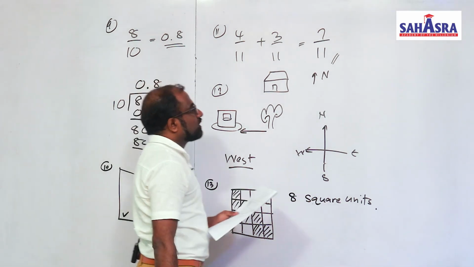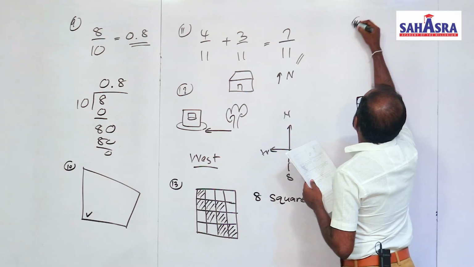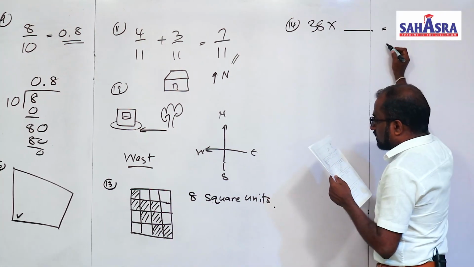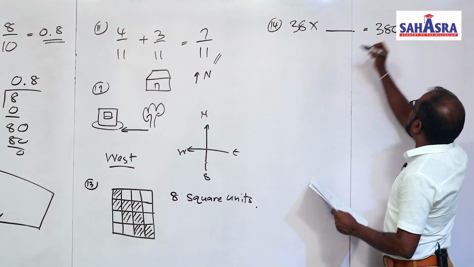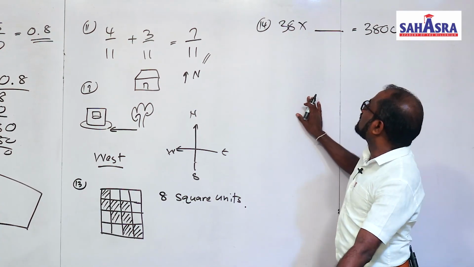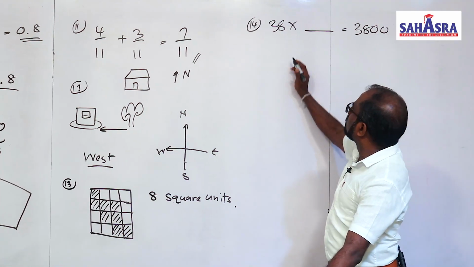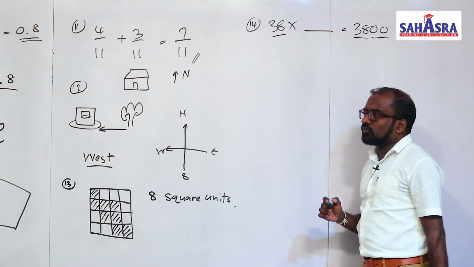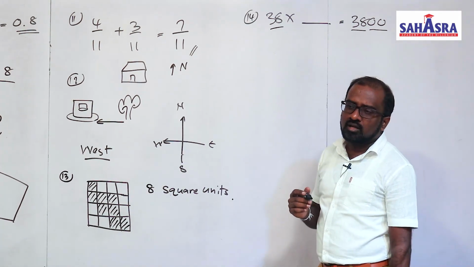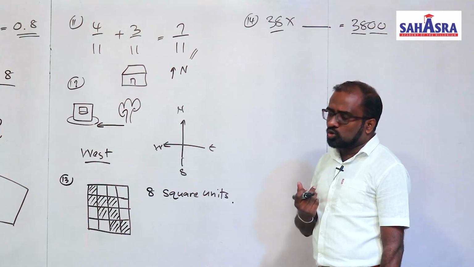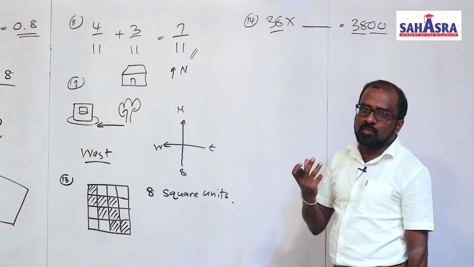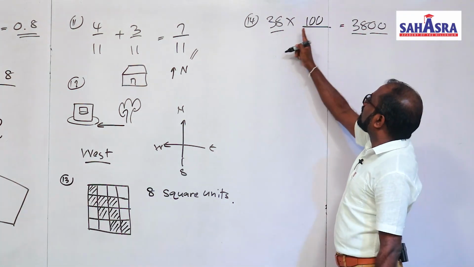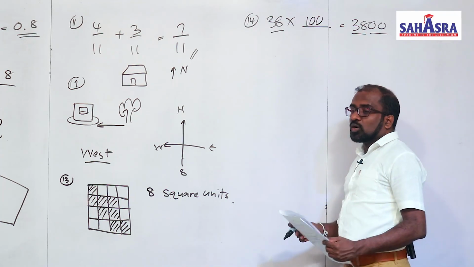Right. Then 14th question. 38 multiplied by a blank is given. The answer is 3,800. Right? So just observe 38. You have it here. 2 zeros are added to the end of the number. So what is the power of 10 which has got 2 zeros? 100. So 38 multiplied by 100, you get 3,800.